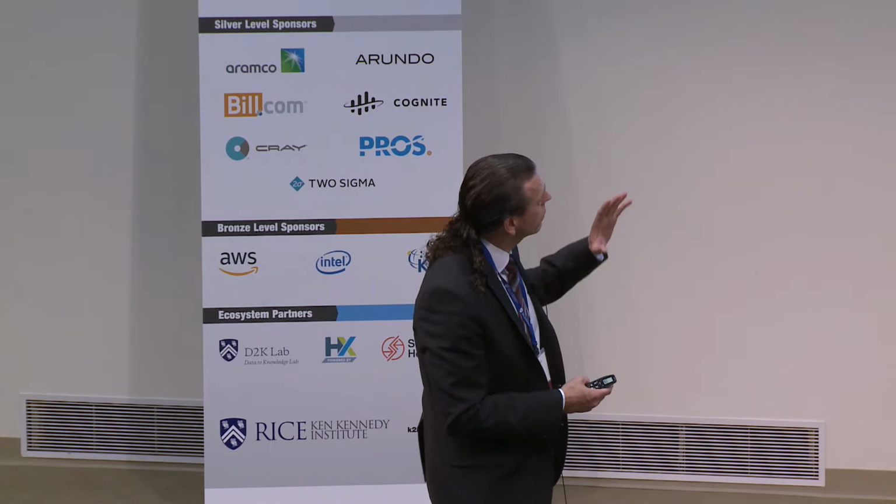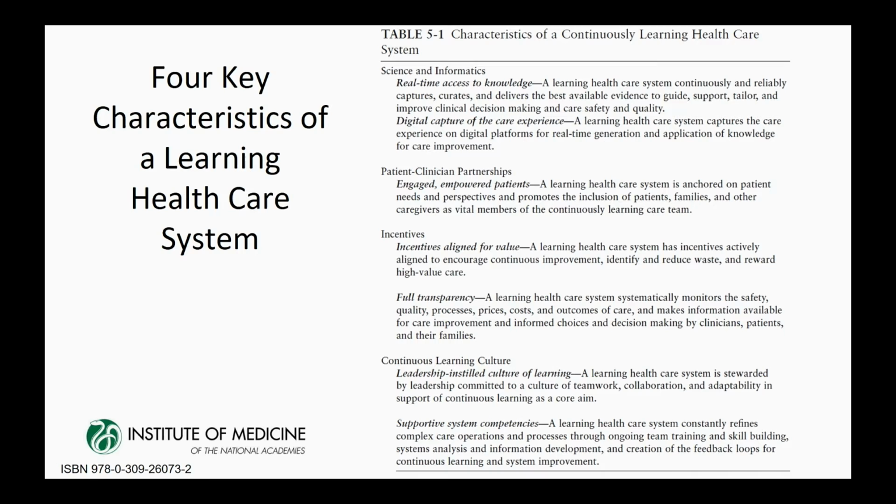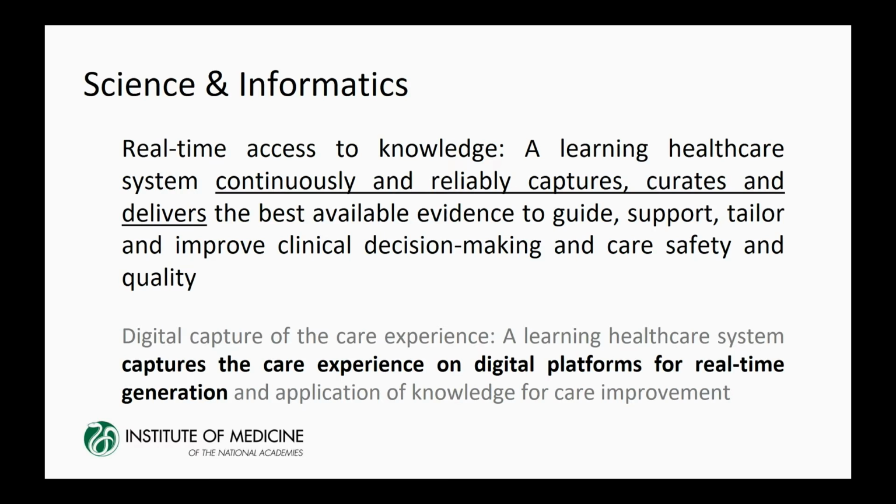And as a data science conference, the first one I think should really resonate. They really talk about the need for science and informatics to inform the entire piece. Patient-clinician partnerships: there has to be a trust capacity there. You need incentives, that's very important, of course, in any kind of paradigm where humans are at work. And then the concept of a continuous learning culture. I'm not going to dwell on the last three, but I'm just going to zoom in on the first one.